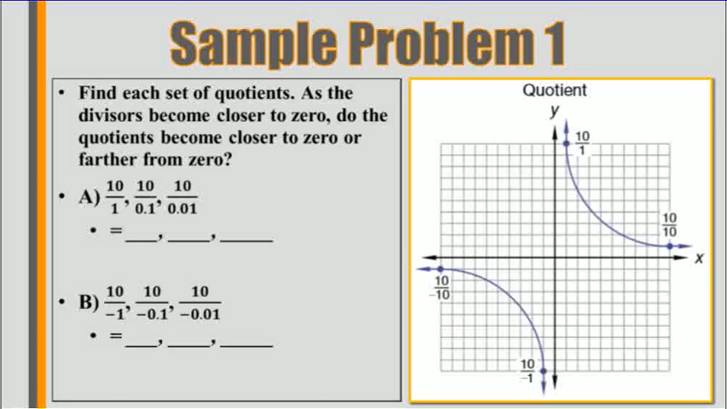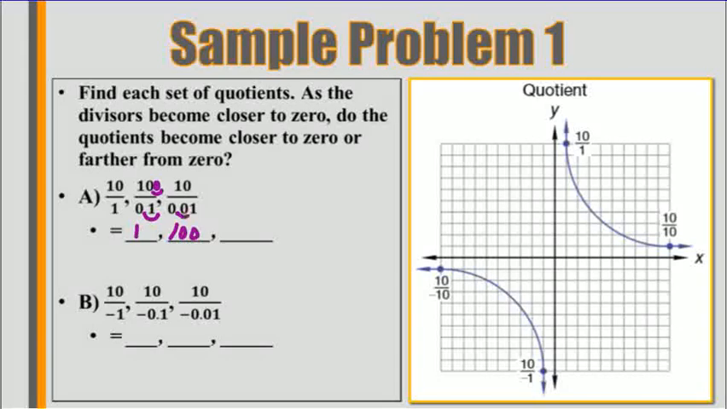So we take a look at letter A. 10 divided by 1 is 1. 10 divided by 0.1. Remember, when we're dividing with decimals, we can't divide with decimals, so we need to move the decimal place to remove the decimal. That means you have to do that in the numerator as well. So now it's really 100 divided by 1. 100 divided by 1 is 100.